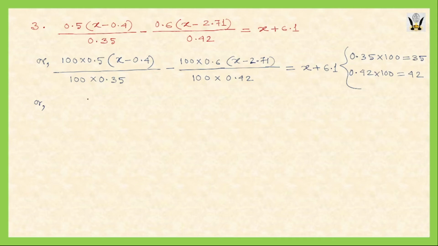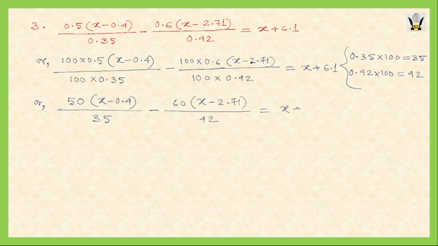Now here if we multiply 100 by 0.35, then the denominator will become 35. Now here 0.5, when it will be multiplied by 100, it will be 50, and then x minus 0.4, and then the second term, in the denominator we will have 42. In the numerator it will be 60 multiplied by x minus 2.71, and on the other side we will have x plus 6.1. Now we have to simplify further.